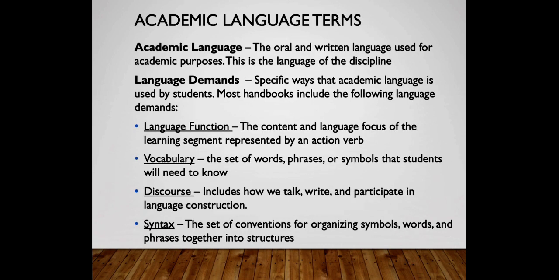Here are some academic language terms. Academic language is the oral and written language used for academic purposes. This is the language of the discipline. Language demands are specific ways that academic language is used by students. Most EdTPA handbooks include the following language demands. The language function is the focus of the learning segment and is represented by an action verb. For instance, if an elementary teacher wants her students to learn to summarize informational text, the language function might be summarize.